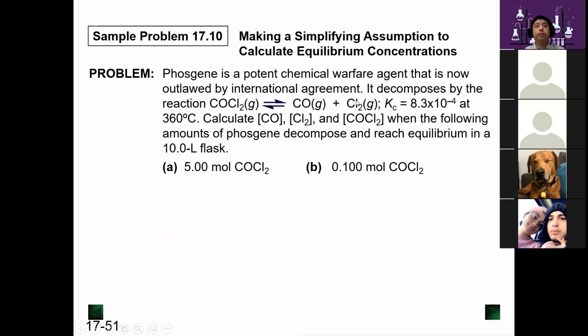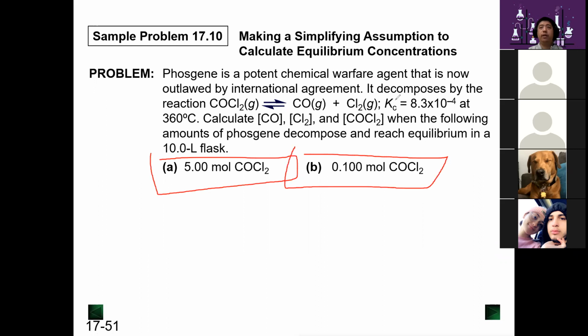Okay. So we're going to try a scenario here. I have two different concentrations for you. Try it with this one first, then try it with that one next, using the same format that you saw earlier. I'll give you some time to try to set up your ice table.